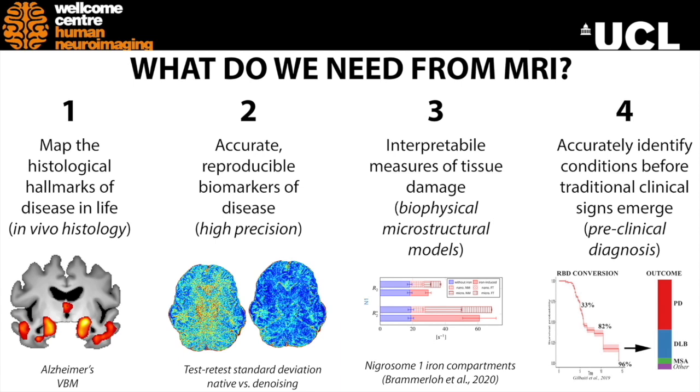So what is it we want from MRI in the field of neurodegeneration? Well, we would like to be able to map the histological hallmarks of disease in life. We want accurate and reproducible biomarkers of disease. We want interpretable measures of tissue damage, and we want to be able to accurately identify these conditions long before the clinical signs emerge.